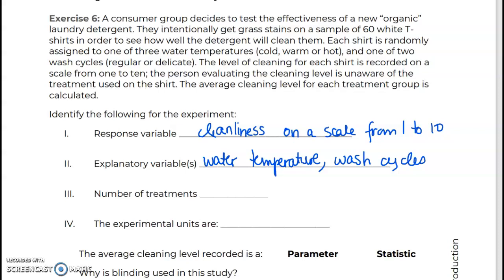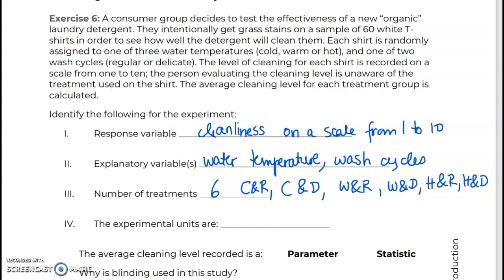Now, when we're looking at the number of treatments, this would be our 6 different treatments that we have. Either we have cold and regular, we could have cold and delicate, we could have warm and regular, warm and delicate, and then we can have hot and regular, and hot and delicate. These are all combinations, so those make up our different treatments, or the number of treatments, which are 6.